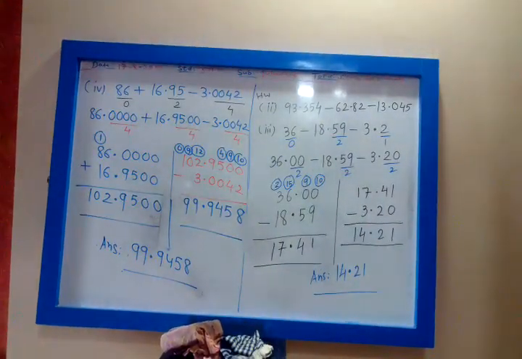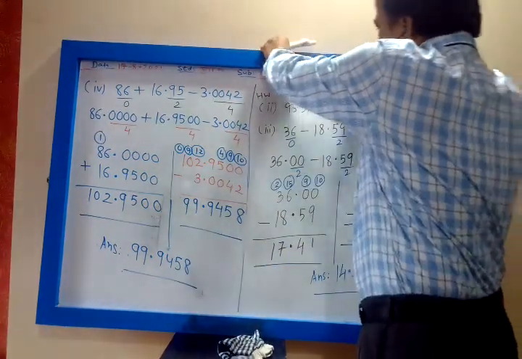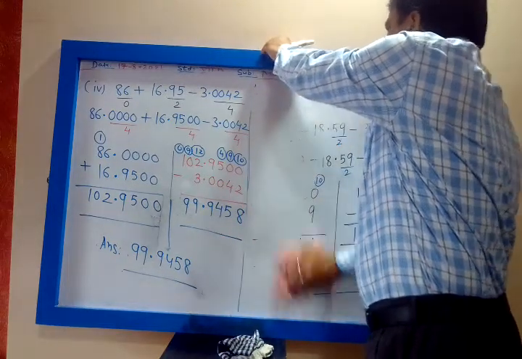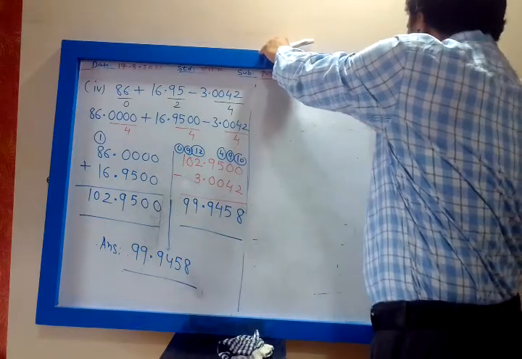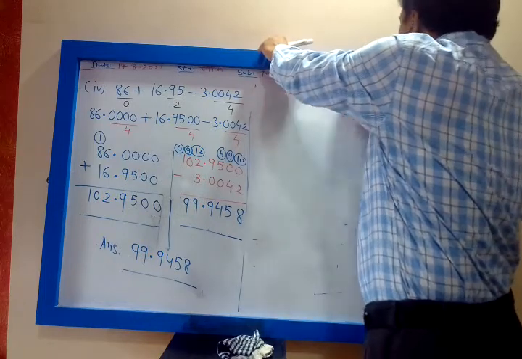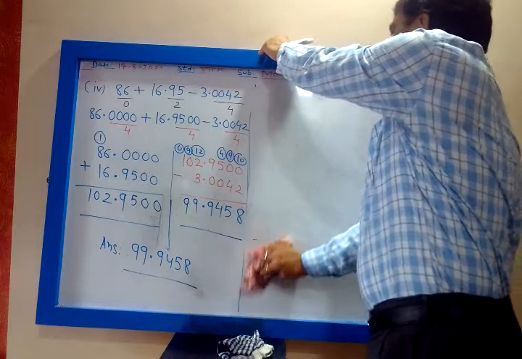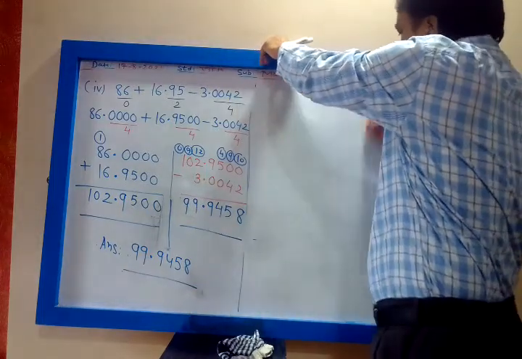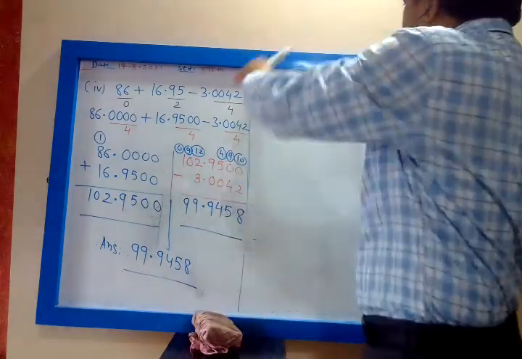Yes, everybody is following? If there is any difficulty, you ask, because the concept of addition and subtraction of decimals should be clear. You will find this mostly in chemistry, then in physics, and in mathematics it is already there. In physics and chemistry numerical problems, you will definitely come across decimal addition and subtraction.